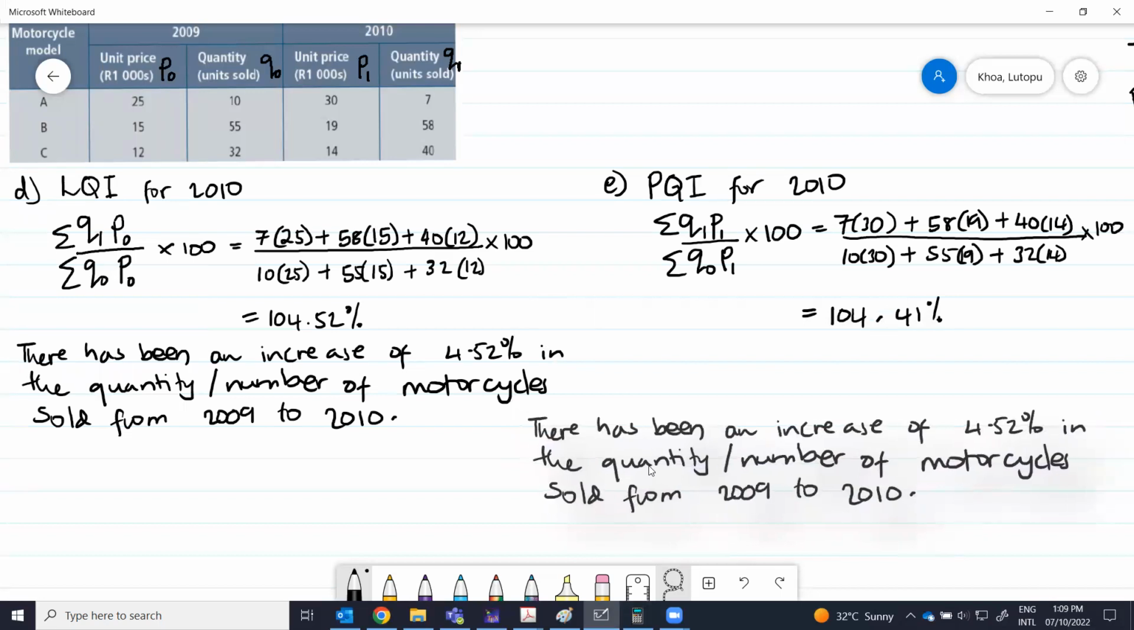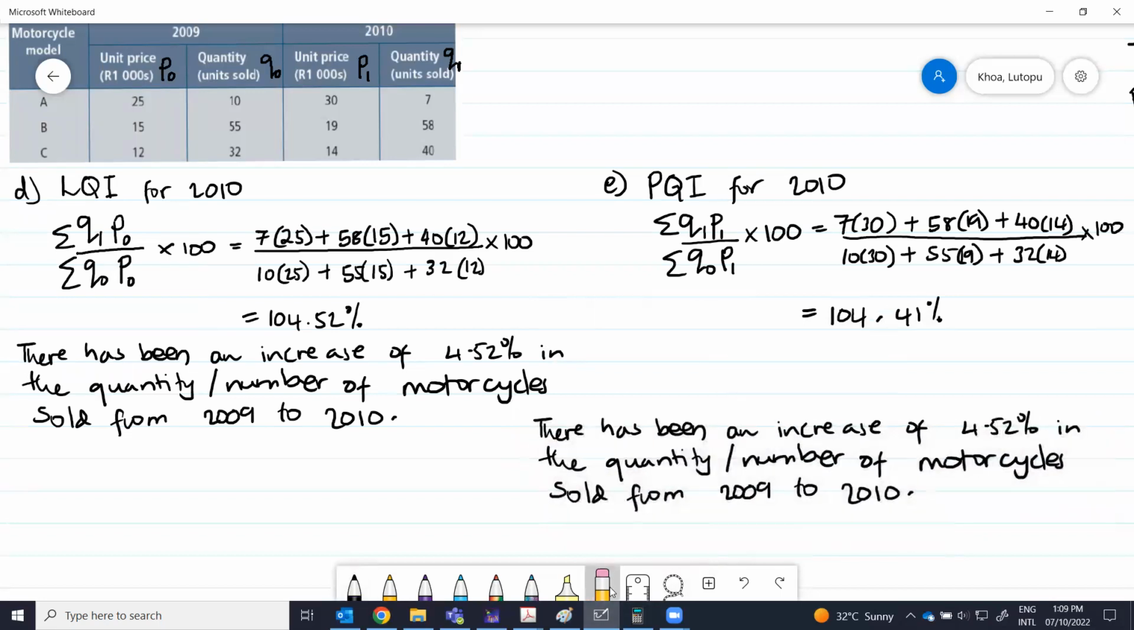Okay, and then from there we can see that there has been an increase of 4.1% in the quantity of sales, in the quantity of motorcycles sold from 2009 to 2010.